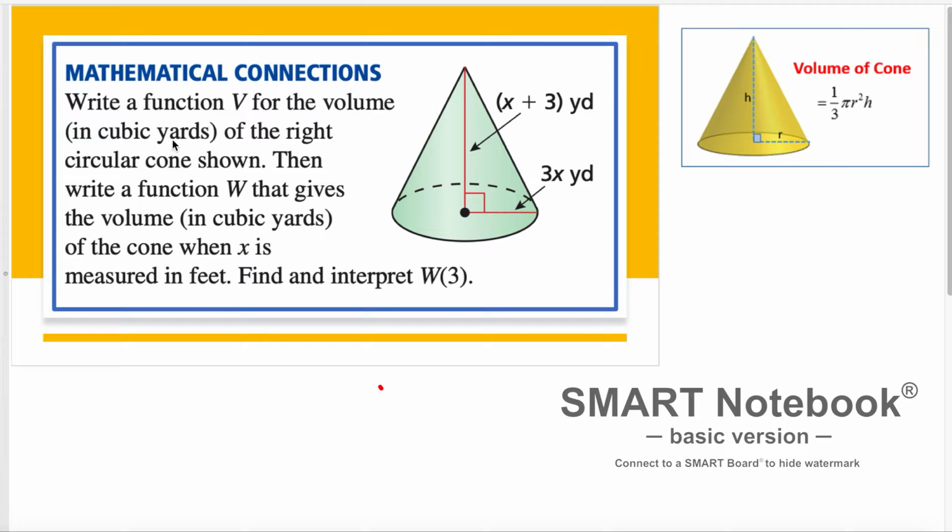Write a function v for the volume in cubic yards of the right circular cone shown. Then write a function w that gives the volume in cubic yards of the cone when x is measured in feet. Find and interpret w of 3.